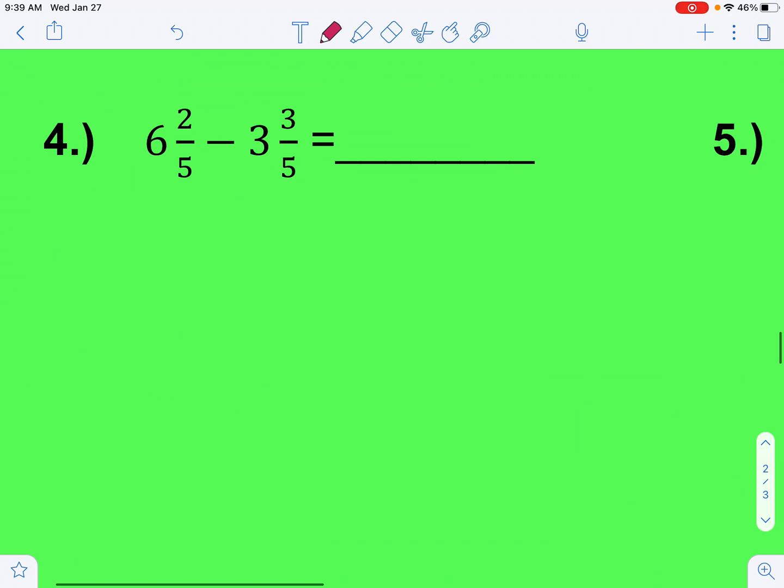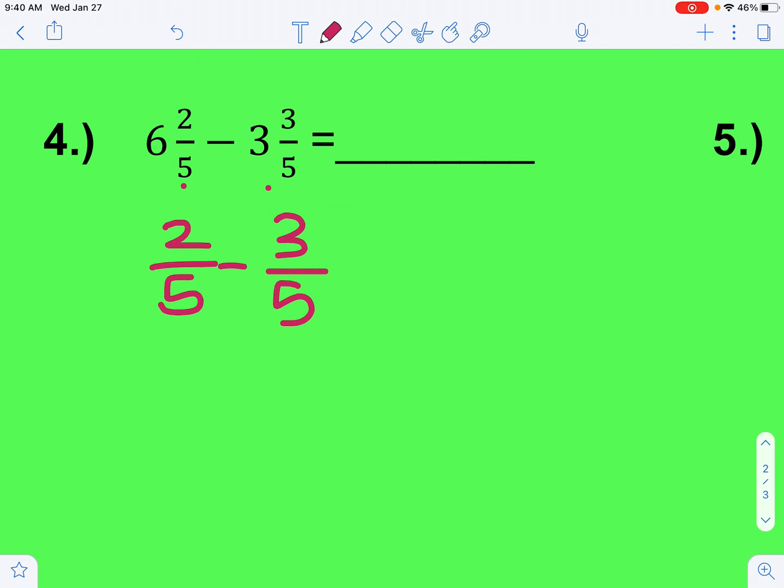Alright, moving on to number 4. This time we have 6 2/5 minus 3 3/5. Okay, our denominators are the same, so that's helpful. So we're taking 2/5 minus 3/5. Can we do 2 minus 3?